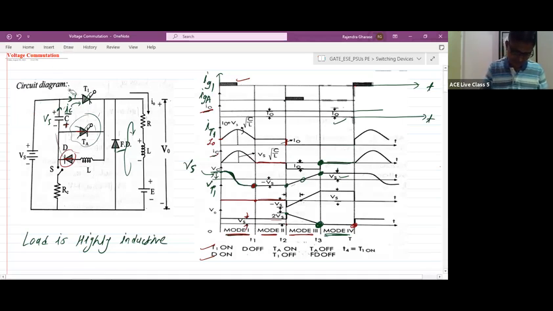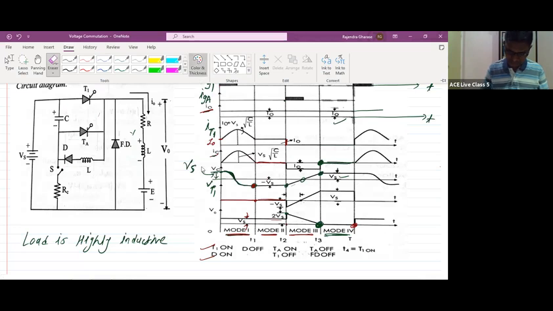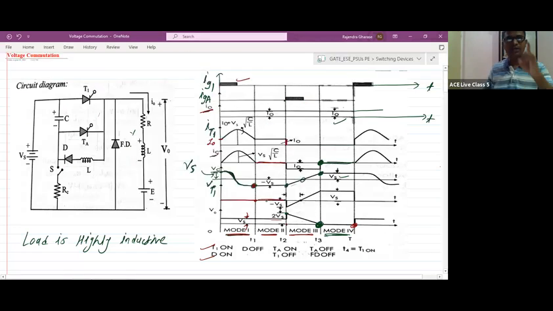Let me erase it first. So initially, for t less than 0, the circuit was at rest. The only thing is the switch was in on state. When the switch was in on state, current was flowing through this loop. So the capacitor was charging. As time approaches 0 minus, the capacitor voltage reaches Vs volt. So the capacitor voltage will be equal to Vs volt for t less than 0.